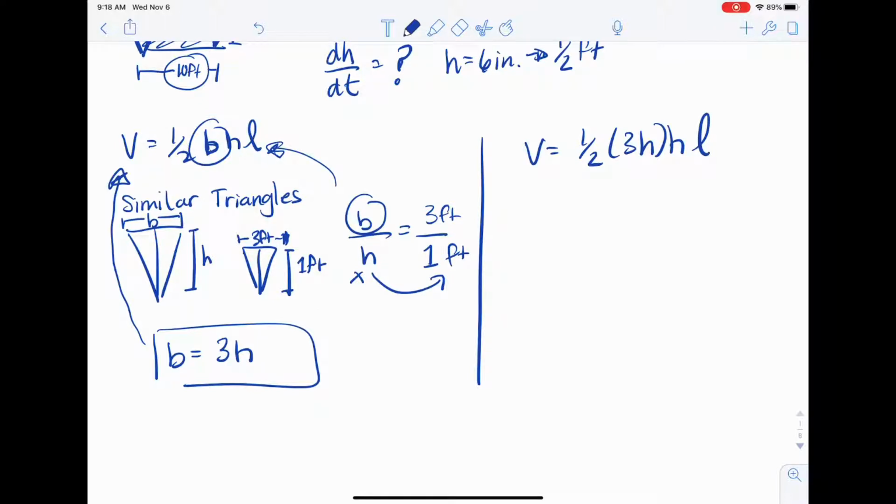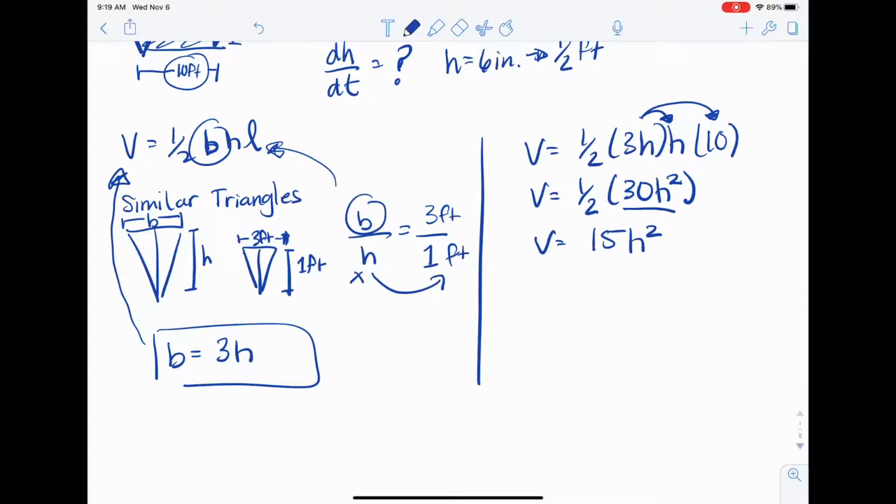Like so. So it's going to look like this times the length. Since we already know what the length is, which is 10 feet, I'm just going to put that in there. And then, simplifying it, we get 1/2 times 30h squared. I got that by 3h times h, 3h squared times the 10, 30h squared. Then just going to simplify even further. Gets me 15h squared because I divided 30h squared by 2. Then implicitly differentiate it. I get dV dt equals 30h dh dt.